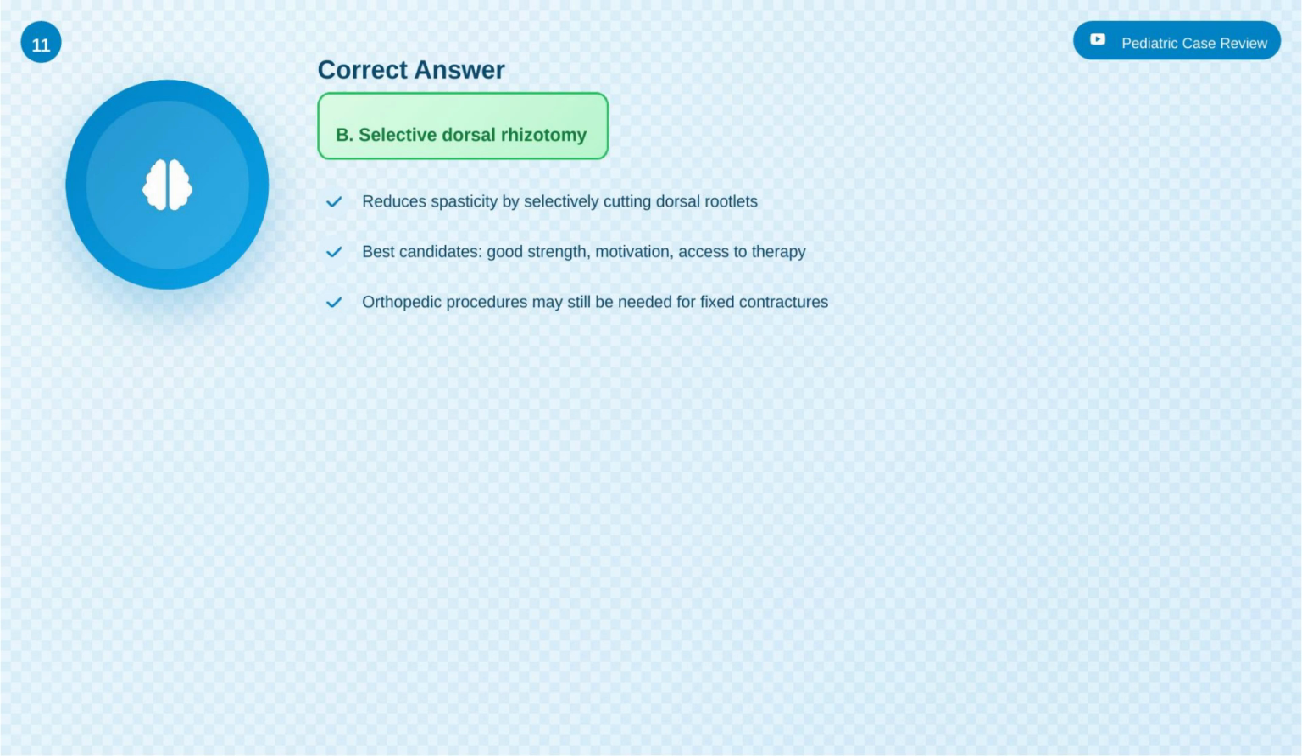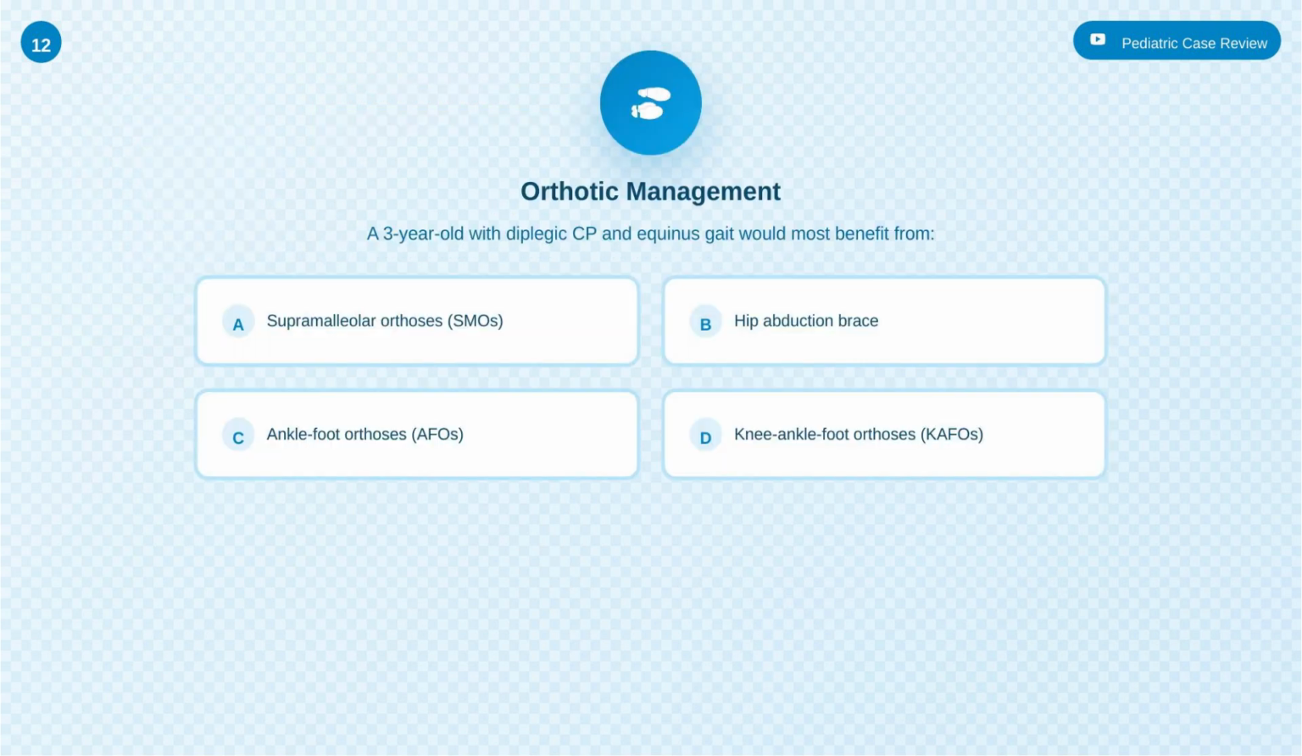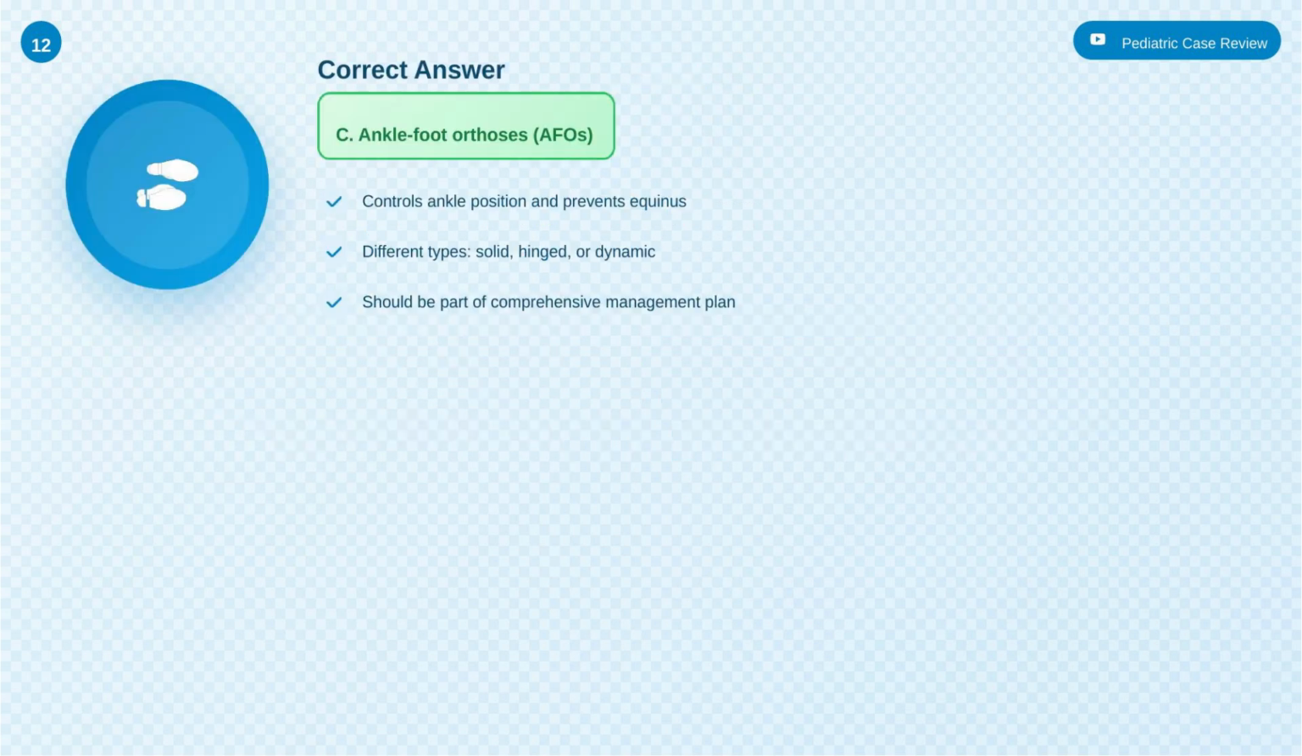A 3-year-old with diplegic cerebral palsy and equinus gait would most benefit from which orthotic device? A. Supramalleolar orthoses. B. Hip abduction brace. C. Ankle-foot orthoses. D. Knee-ankle-foot orthoses. The correct answer is C. Ankle-foot orthoses are the most appropriate orthotic intervention for a child with diplegic cerebral palsy presenting with equinus gait. AFOs control ankle position, prevent equinus, and improve overall gait efficiency.